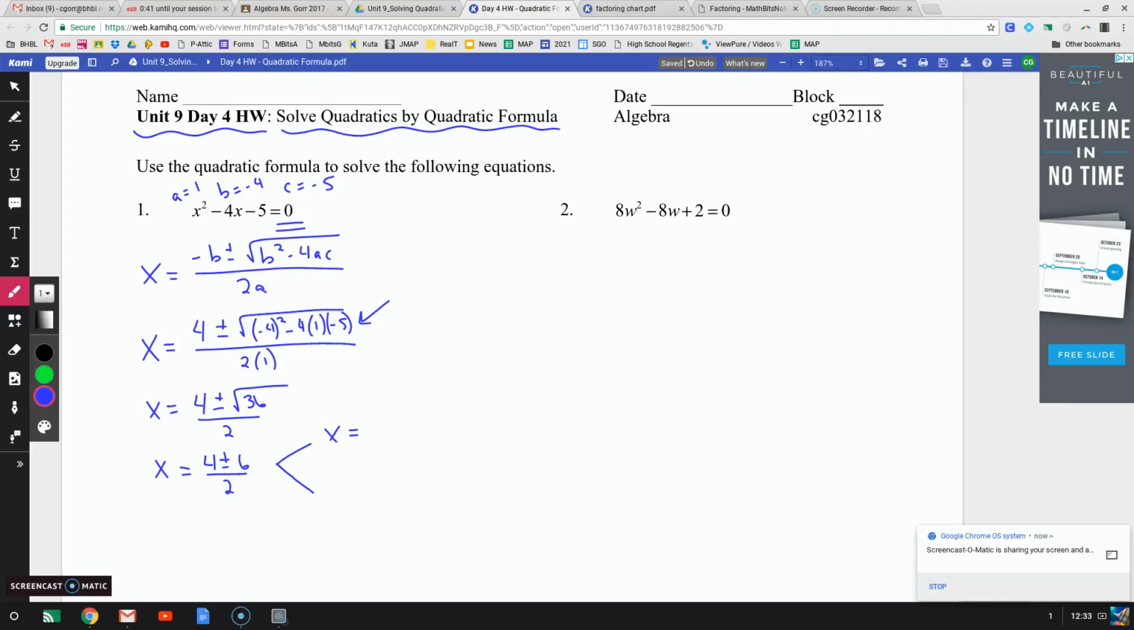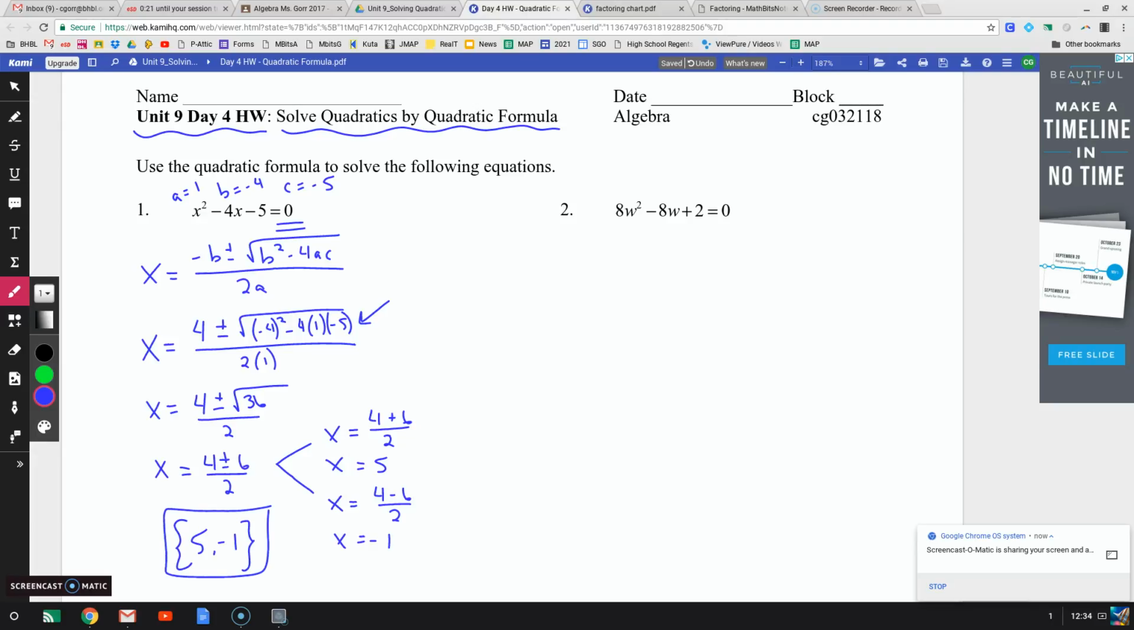This is going to give me x equals 4 plus 6 over 2, which is 10 over 2, which is 5. And then x equals 4 minus 6 over 2, which is negative 2 over 2, which gives me negative 1. So my solutions are 5 or negative 1.